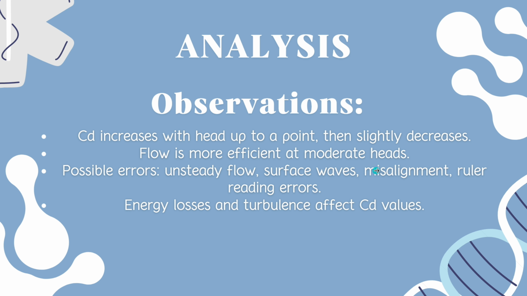So in our analysis, at low heads, even a small error in reading the water level causes a large percentage error, resulting in a lower CD. At high flows, turbulence and partial submergence can also reduce CD. The best accuracy was achieved in trial 2, where the flow was steady and smooth.